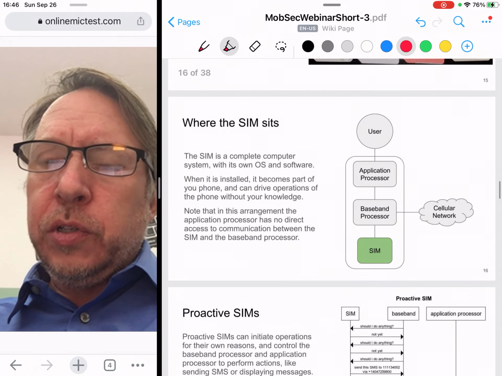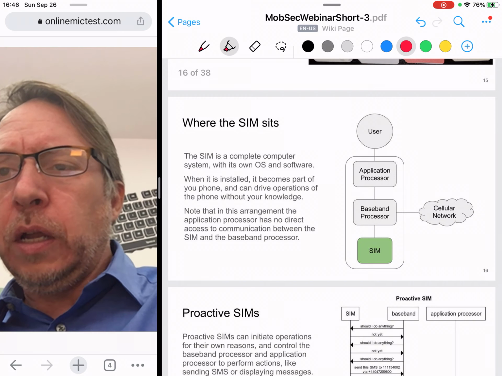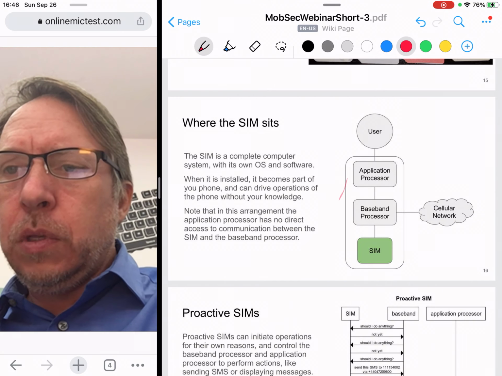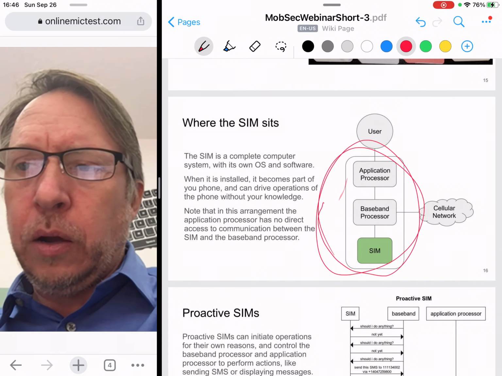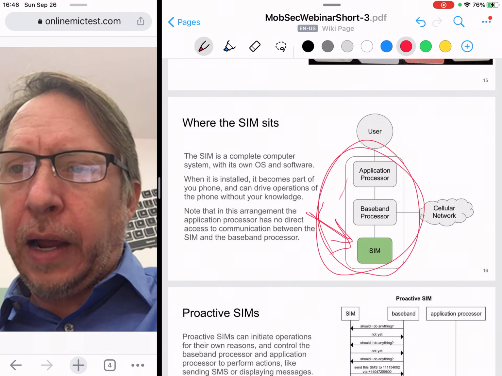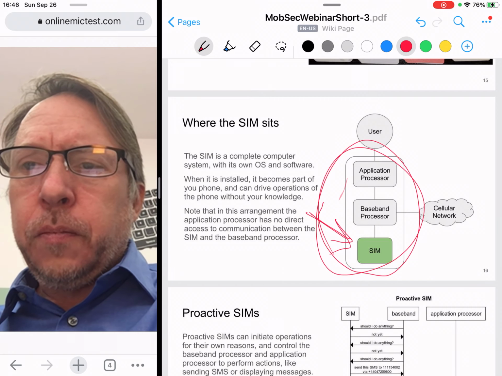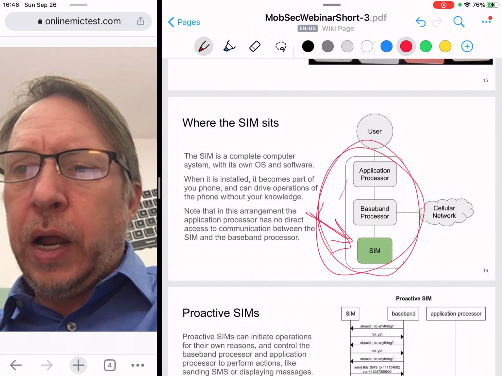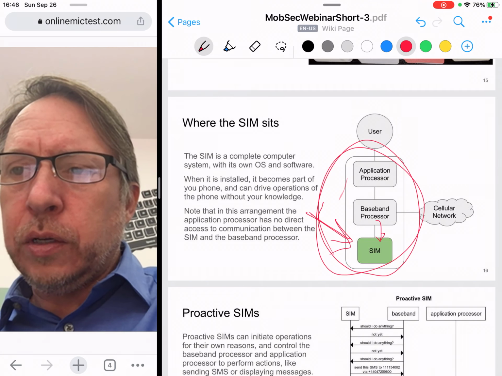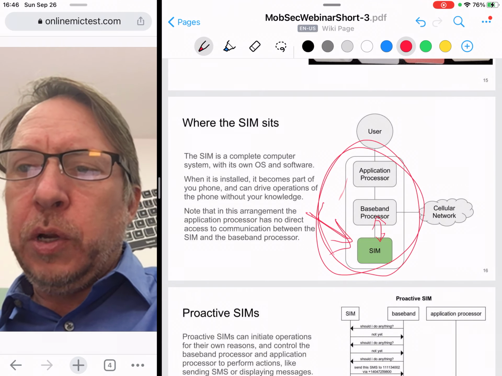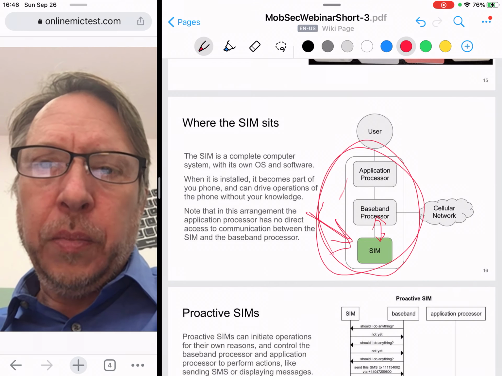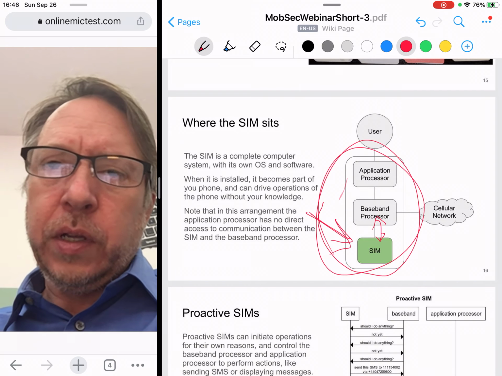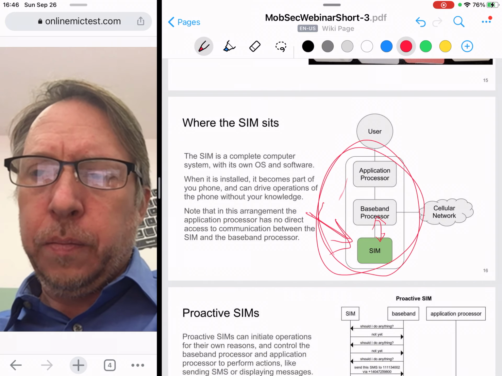Let's talk about where the SIM sits. If you draw the network as a stack like this, the SIM sits at the bottom of that stack. But when it's installed, it actually becomes an integral part of the phone. The interactions between the SIM and the baseband processor are pretty tight. And the baseband processor is what controls all the telecom operations in your handset. So the SIM has a lot of control over the telecommunication functions of your handset.